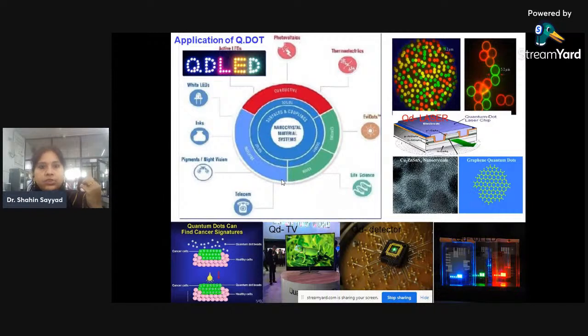These are the applications of quantum dots. They can be used for quantum dot TV in displays. They can be used in cancer therapy. They can be used in lasers. And when the size increases, it reduces the brightness and it reduces the efficiency of the particular device.